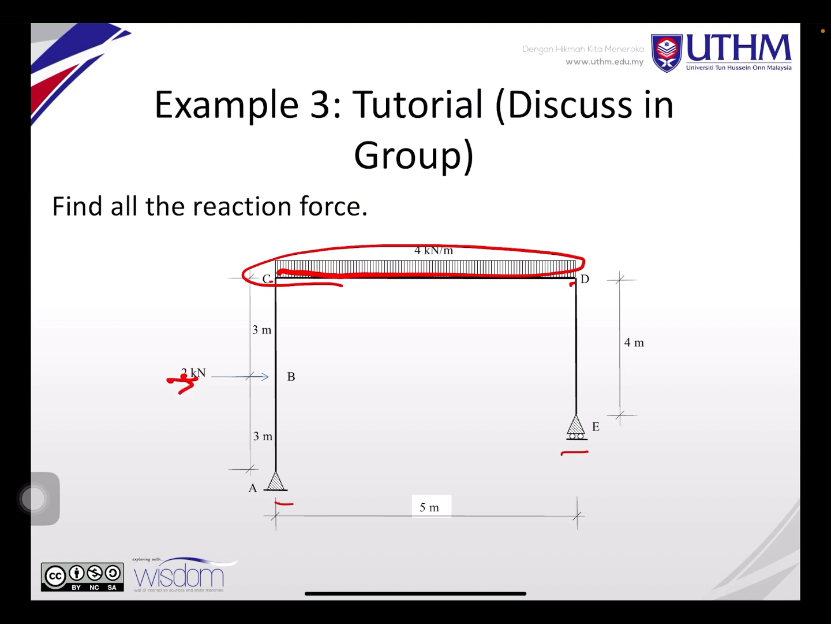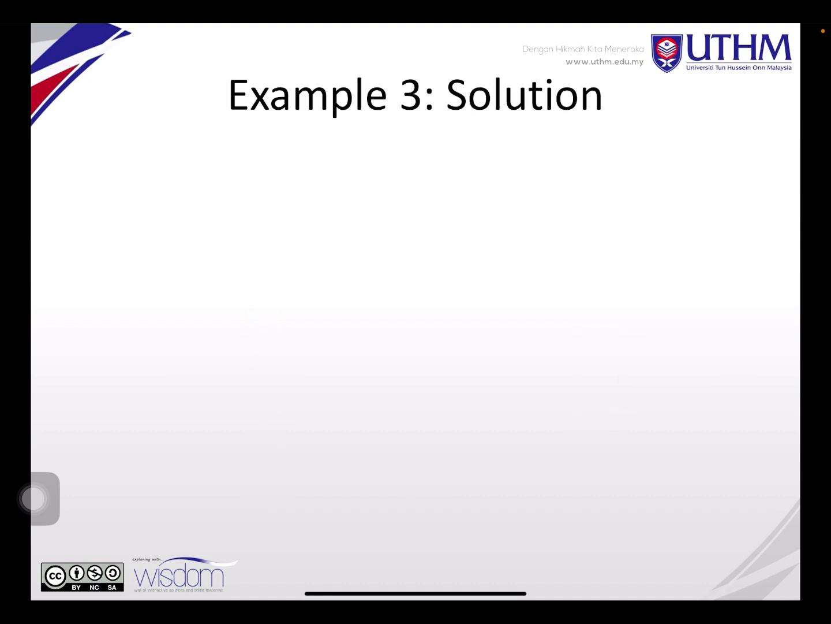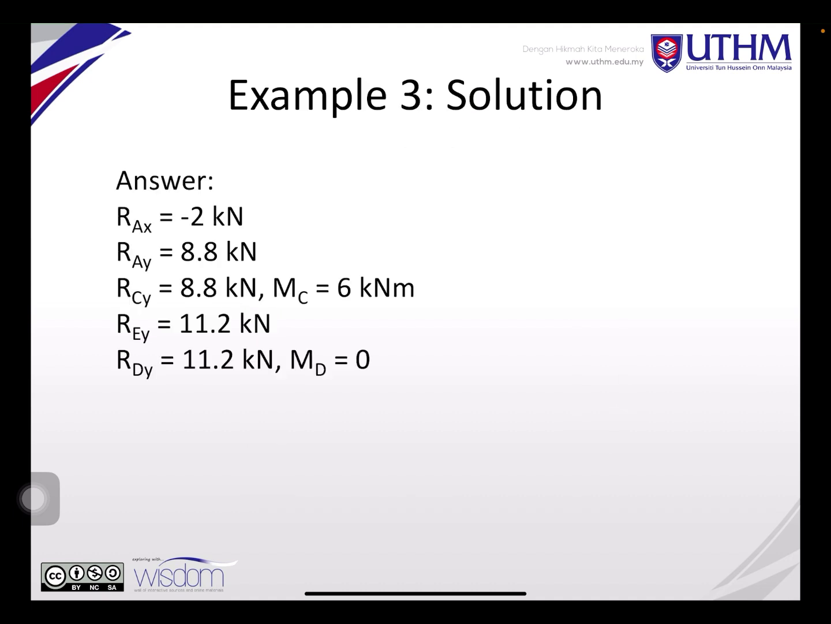So you will have to do it yourself, and here I provided the solutions. Try it yourself, and then you will get this answer: Rax equal to negative 2 kilonewton, Ray at 0.8, Rcy at 0.8, and MC is 6 kilonewton meter, Rey is 11.2, Rdy is 11.2 kilonewton, and Nd equal to 0.